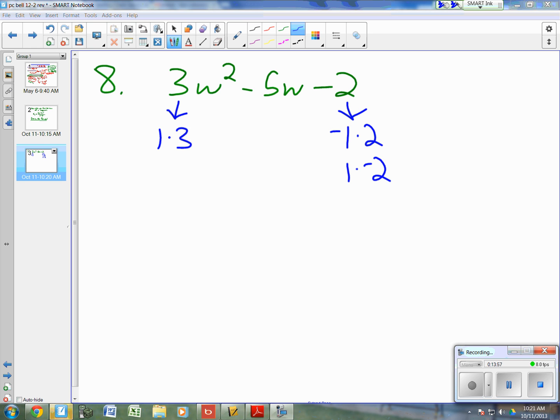We've got to decide which one we're going to use. Are you guys with us? Trevor, you asked me a question. Okay, so if we multiply 1 times 1, and negative 2 times 3, that gives us negative 6 and positive 1. If you add those up, you get negative 5, which is our middle term. That's what we want, right?